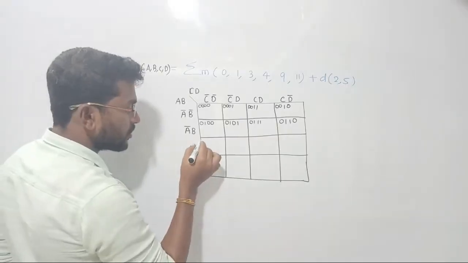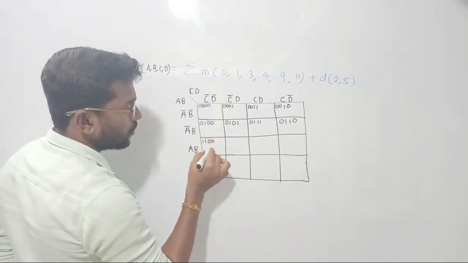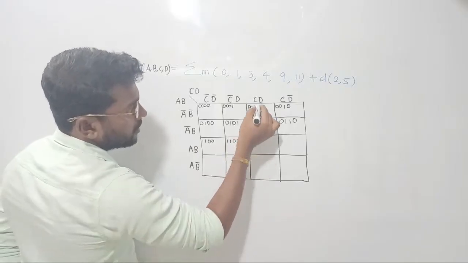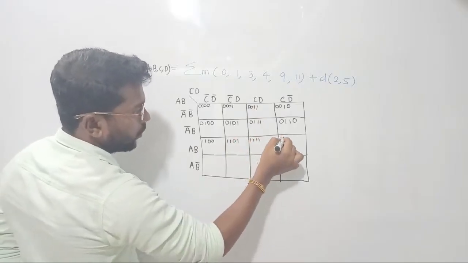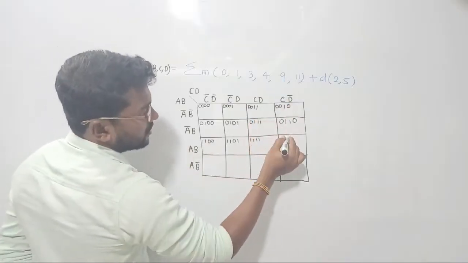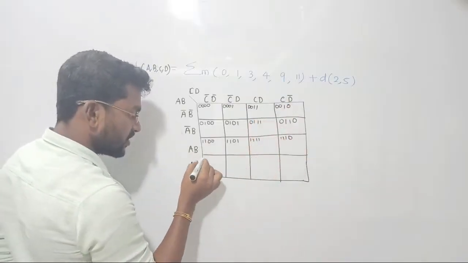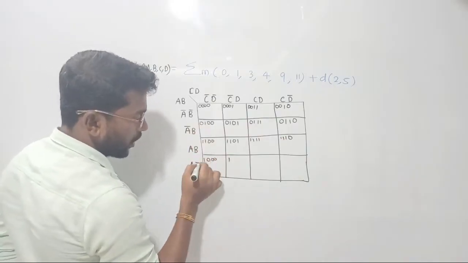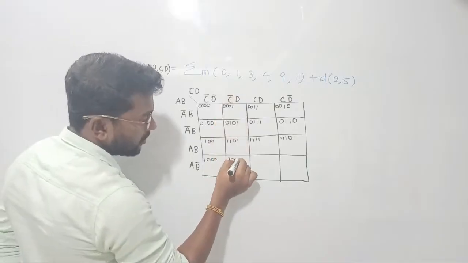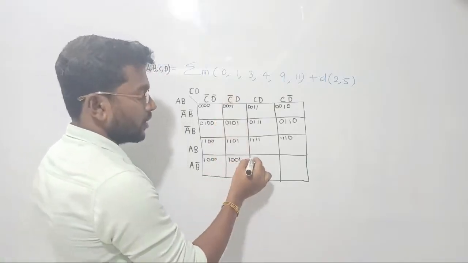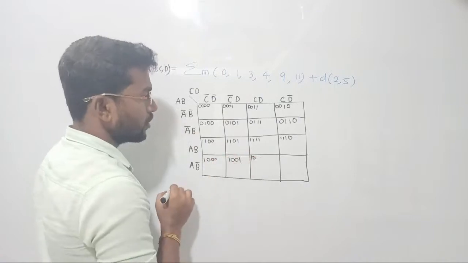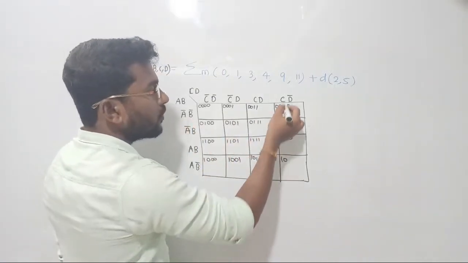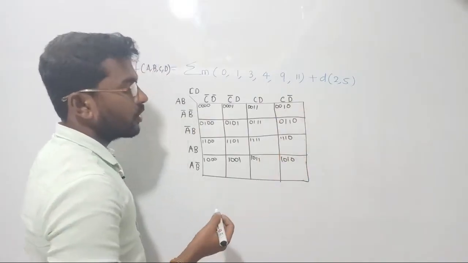So let's continue. This one is going to be 1 1 0 0. Next 1 1 0 1, next 1 1 1 1, next 1 1 1 0. Then here we have to consider 1 0 0 0, next 1 0 0 1, then 1 0 1 1, and then 1 0 1 0. Clear?